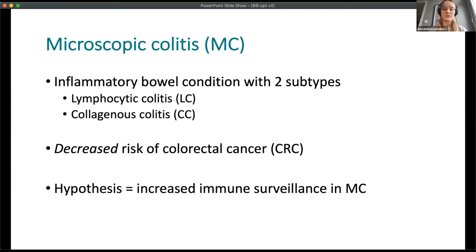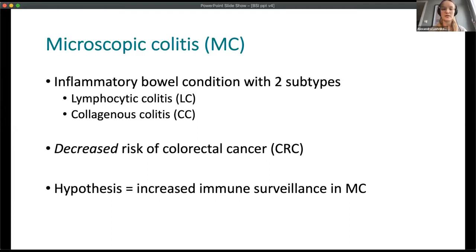In the two classical forms of inflammatory bowel disease, these patients have an increased risk of getting colorectal cancer. Yet the opposite has been seen in patients with microscopic colitis. Patients with microscopic colitis actually have a decreased risk of getting colorectal cancer, not only compared to patients with the other two classical forms of inflammatory bowel disease, but also a decreased risk even compared to the general population.